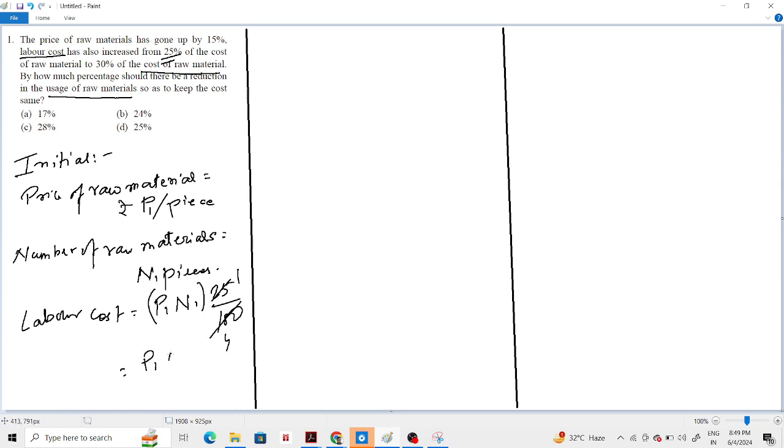Did you get this, Shritama? Tell me. No, sir. Can you explain it again? Okay. So see, the labor cost is given as the labor cost also increased from 25% of the cost of the raw material. So the first thing that we have to do is to find out the cost of the raw material.